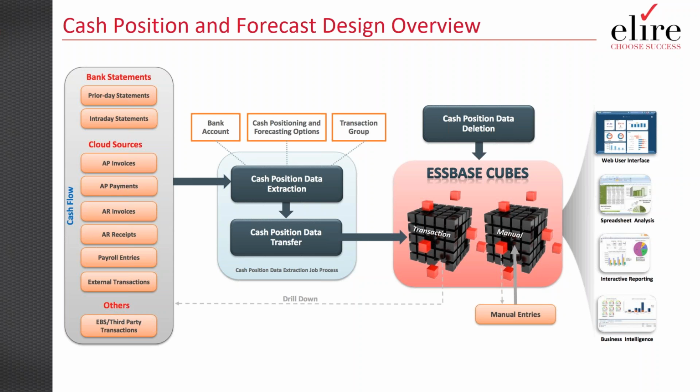And the second diagram consists of two processes that must be run in order to update the Essbase cube with the most up-to-date transaction history in the system. The first process, cash position data extraction, extracts data from different sources, as I mentioned, so payments, receipts, invoices, payroll, bank statements, external transactions, and places those into interface tables. So this procedure of gathering data is complete when this process has run successfully.